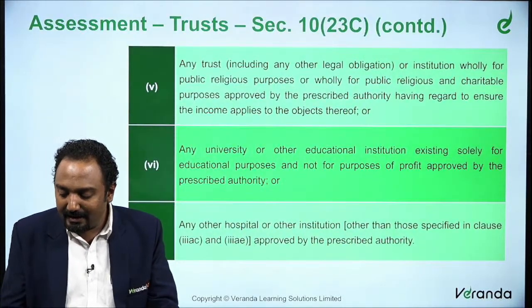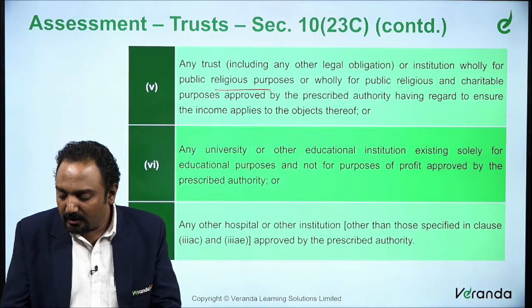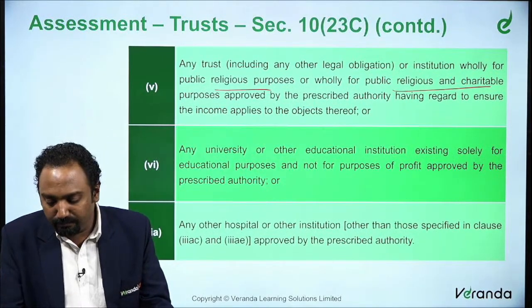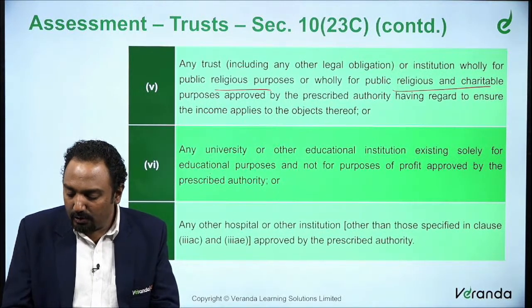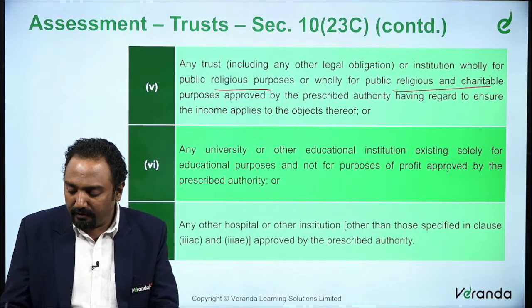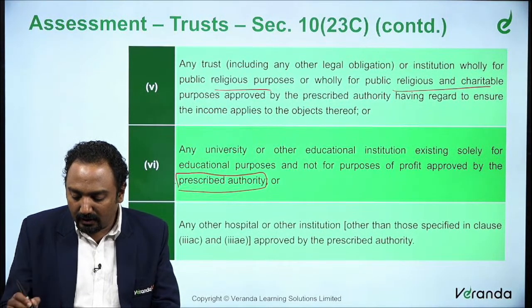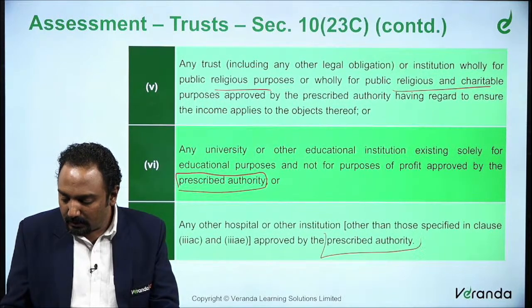Then you also have any other religious purpose or religious and charitable purpose. So this is also covered as a fund or trust under 10(23C). And then you have any university or educational institution not for the purpose of profit, approved by the prescribed authority. So this is another clause, both of these.